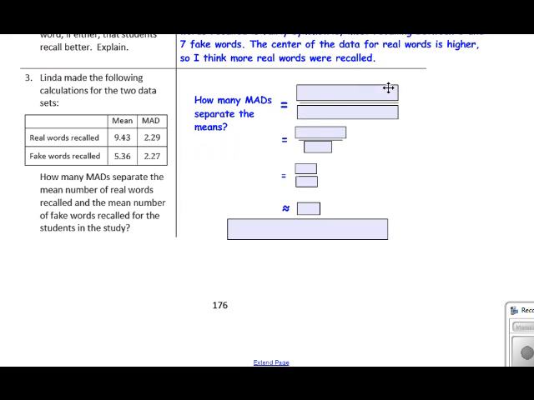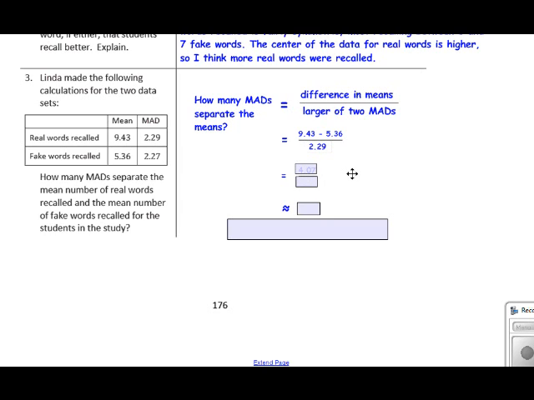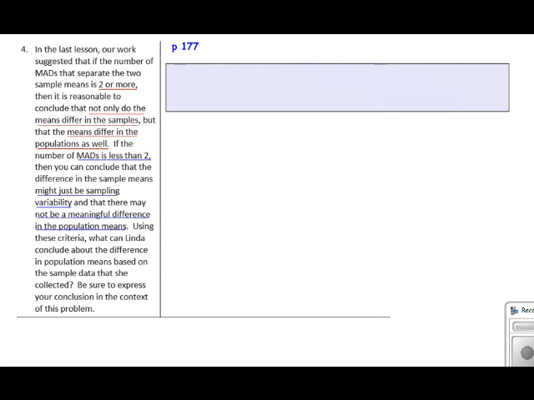That is a division problem. That is the difference in the means divided by the larger of the 2 MADs. The difference in the means is a subtraction problem. 9.43 minus 5.36. The larger of the 2 MADs is 2.29. The difference is 4.07 divided by 2.29. And so our answer for how many MADs separate the means is 1.78 MADs.